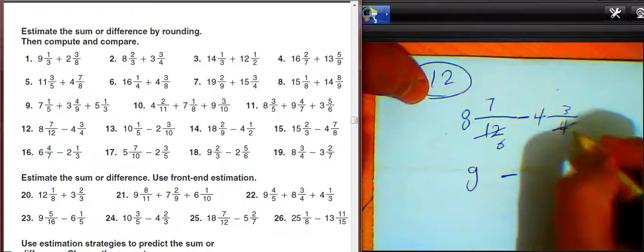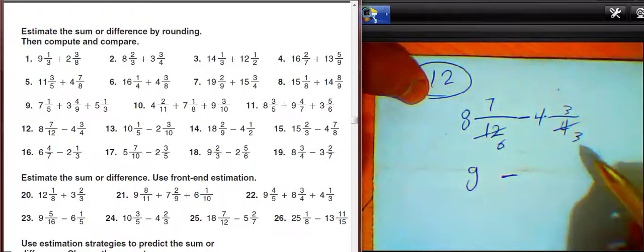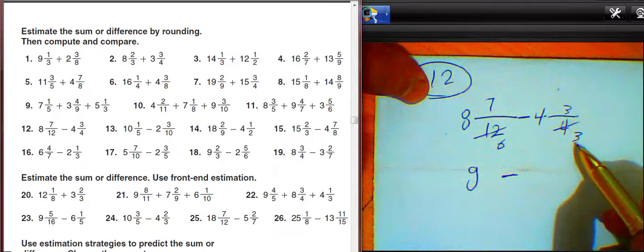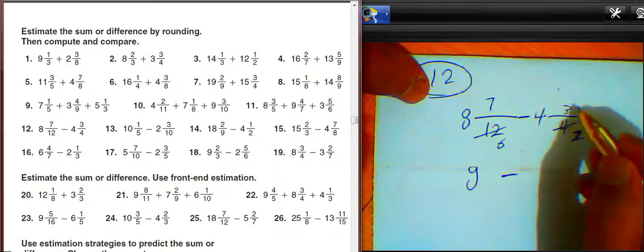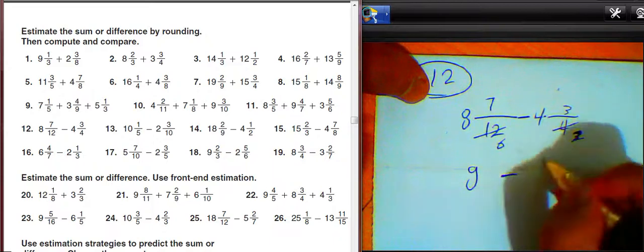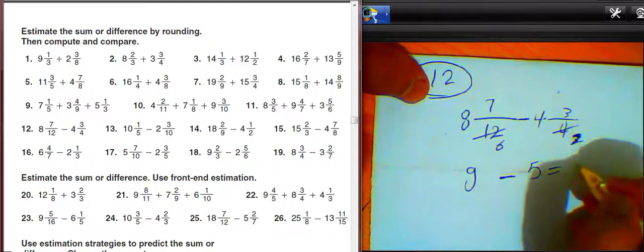Half of 4 equals 2. 3 is more than 2, so give 1 to 4, and it will be 5. 9 minus 5 equals 4.